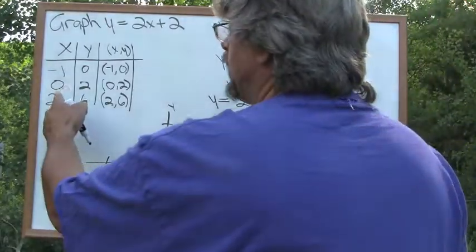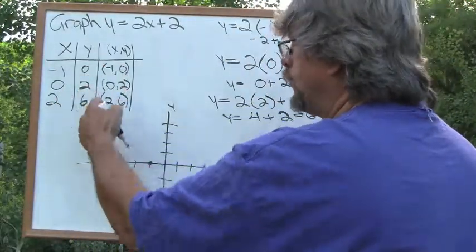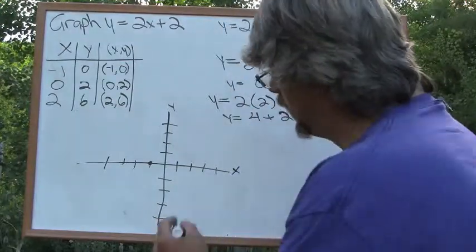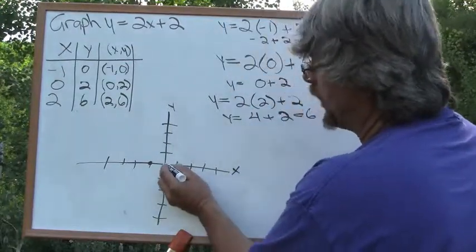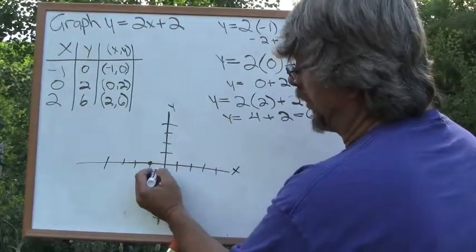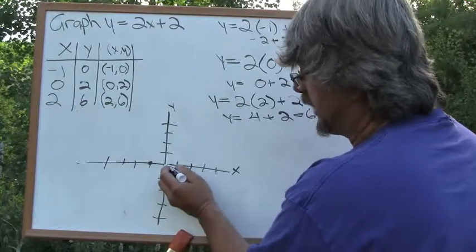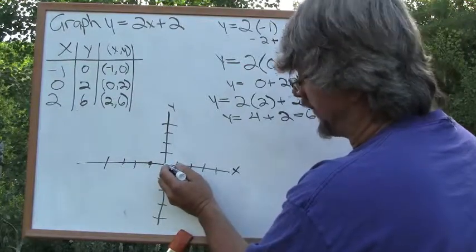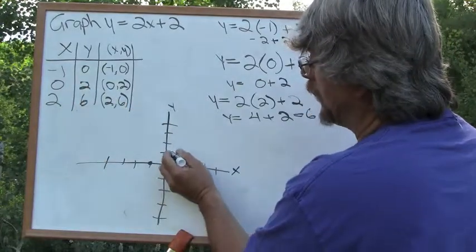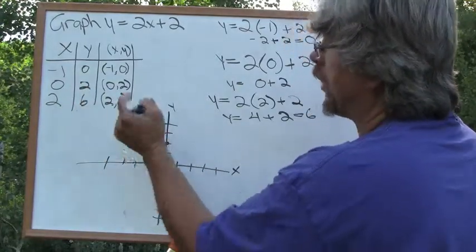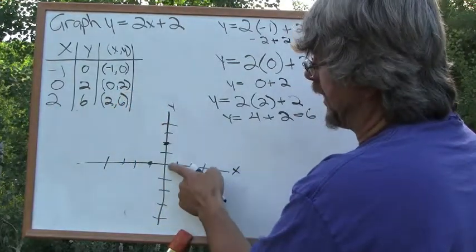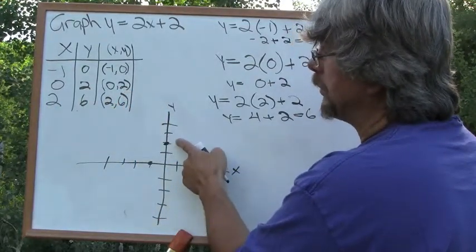Then we choose 0 for x and 2 for y. When x is 0, we start right here. We don't go to the right, 1, 2, 3, or 4, and we don't go to the left, -1, 2, 3, or 4, because it starts at 0, so we stay on this line, and then we go up 2, so 0 and 2. So 0 and 2 is on the y-axis. X is 0, and then you go up 2.